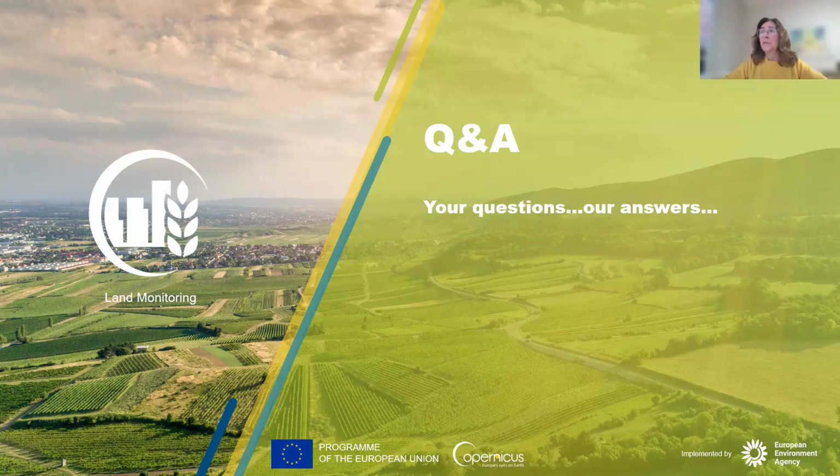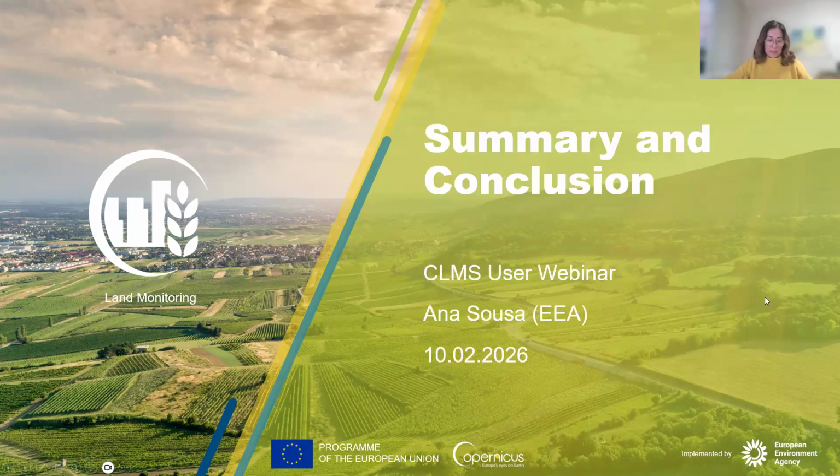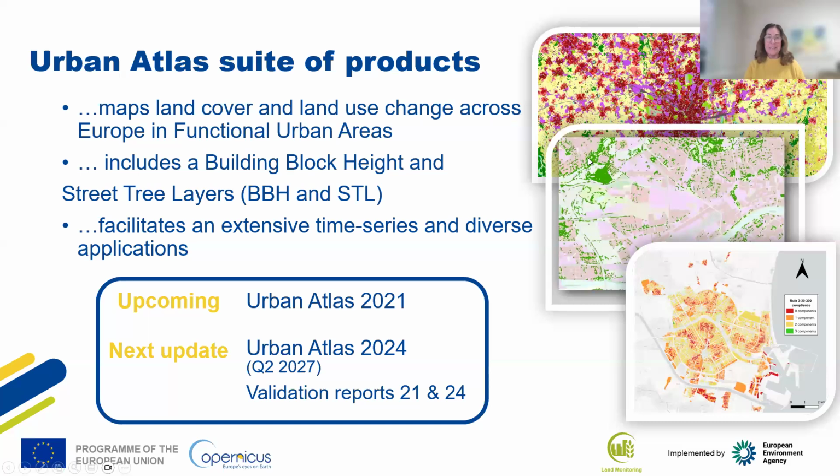Thank you for the questions. I think we can move on now for summary and conclusions. Yes, maybe one slide more. This is just a summary as a reminder of what we offer. We map and cover land use change across Europe in functional urban areas. We include the building block height and the street tree layer, and we hope to facilitate an extensive time series in diverse applications because we have been mapping urban areas since 2006.